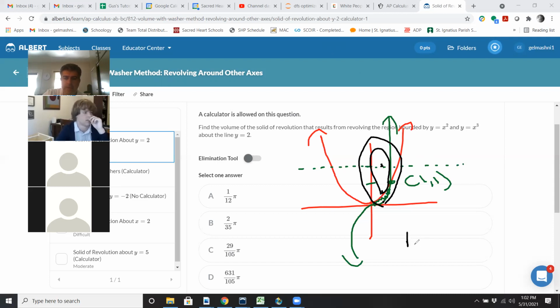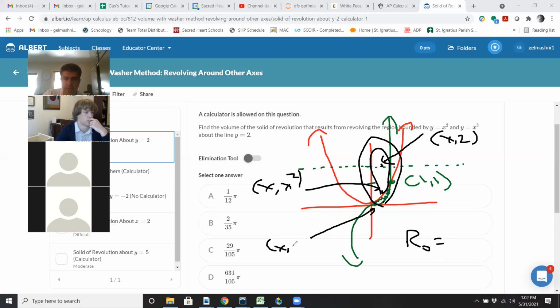So your outer radius, that's x comma 2 to x comma x squared, and the outer rim is x comma x cubed. So your outer radius is 2 minus x cubed. Your inner radius is 2 minus x squared. Okay. So integrating from 0 to 1.